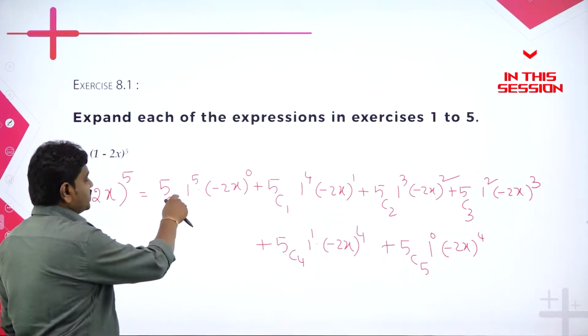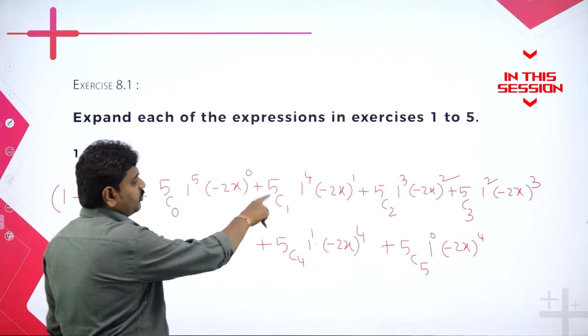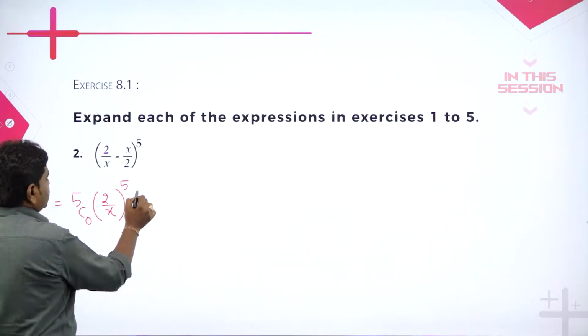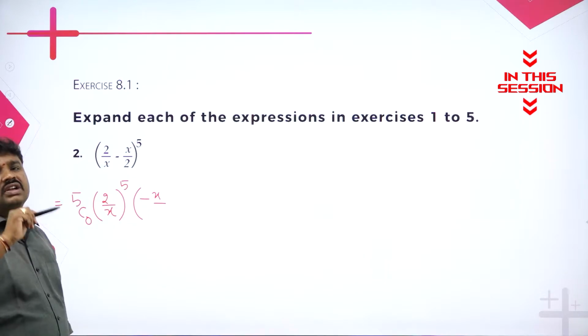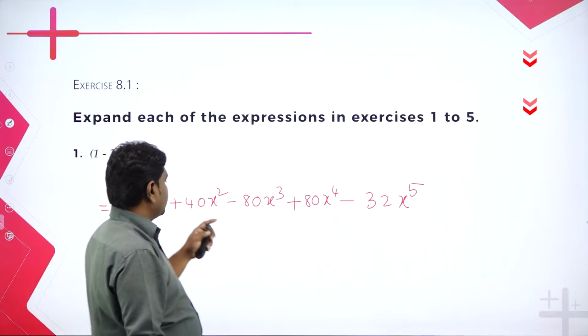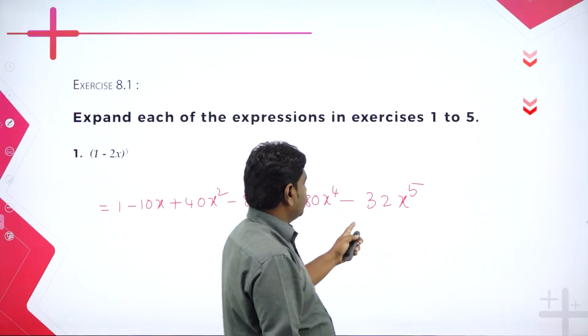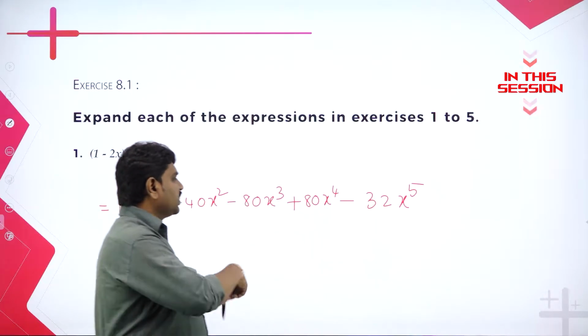First term power decreases. What is the first term? 1, 1 power 5, then 1 power 4, 1 power 3, like that. Second term is minus x by 2. Whenever you have minus, you can write plus and minus alternately: 1 minus 10x plus 40x square minus 80x cube plus 80x power 4 minus 32x power 5. Or you can write it in reverse also.